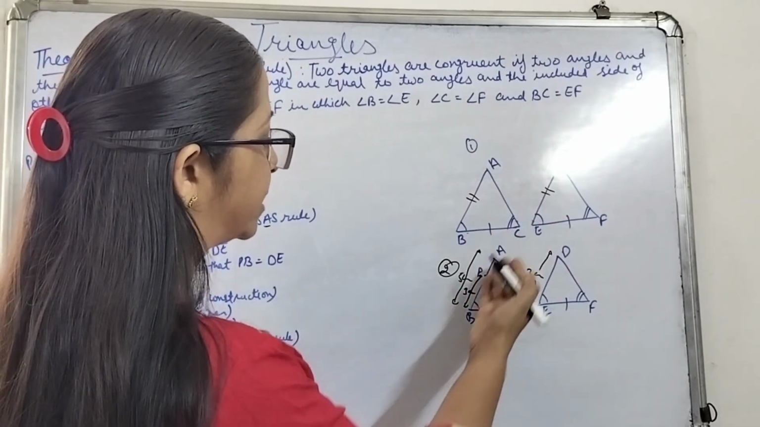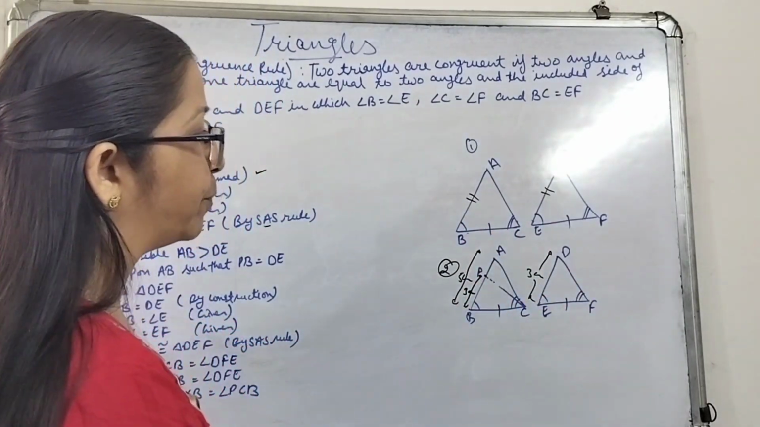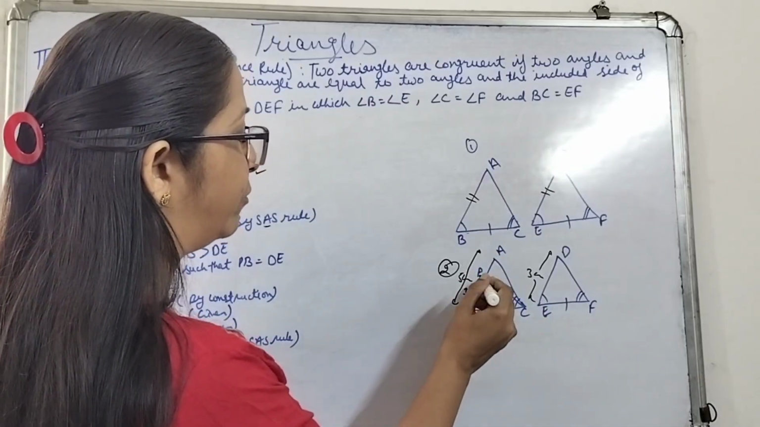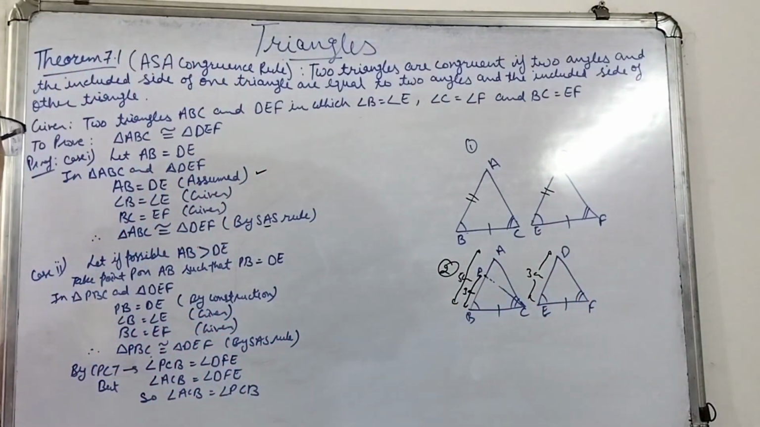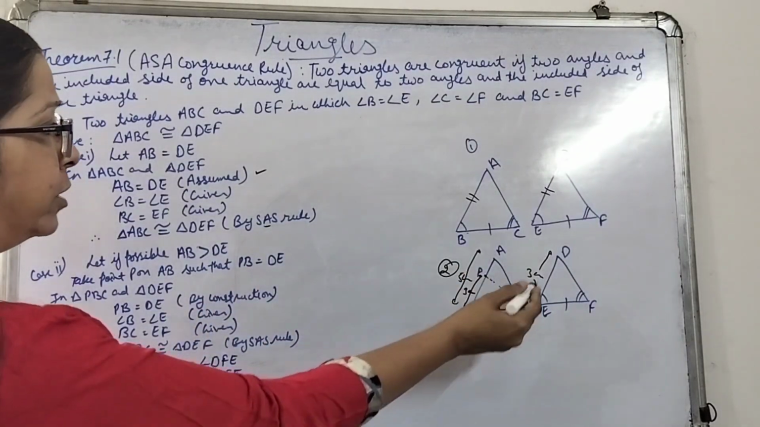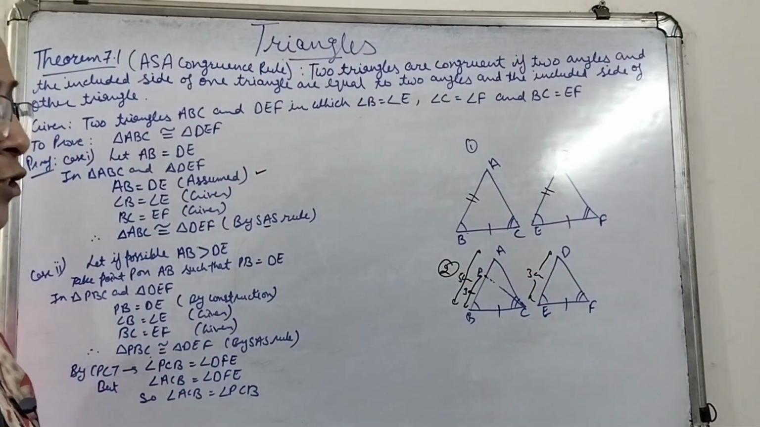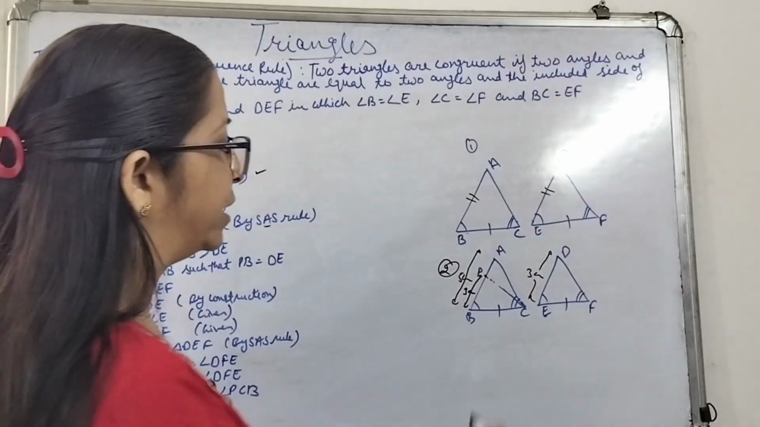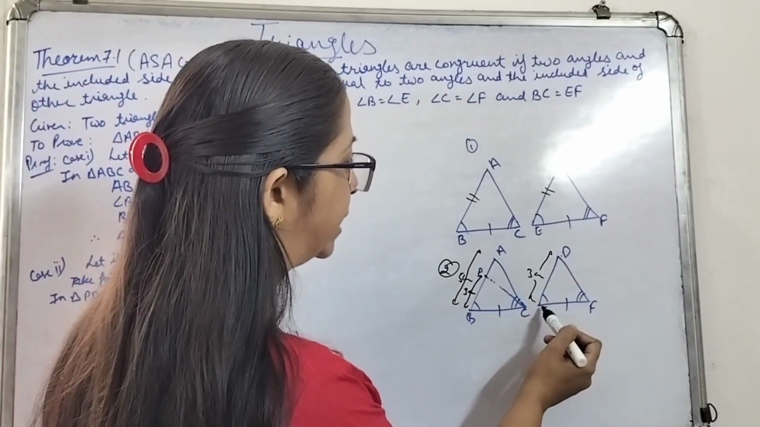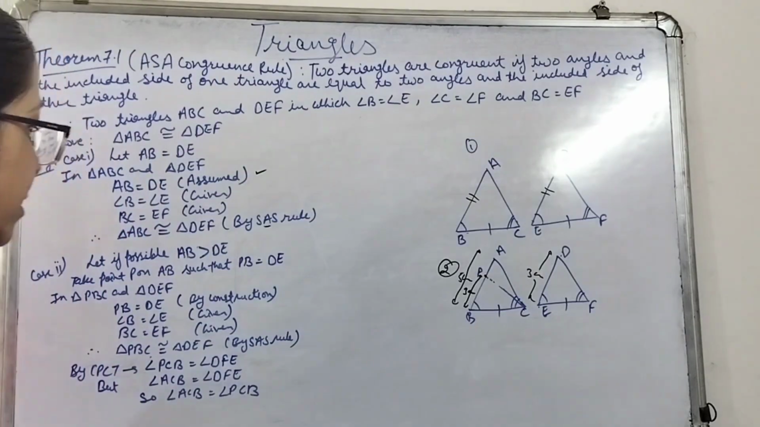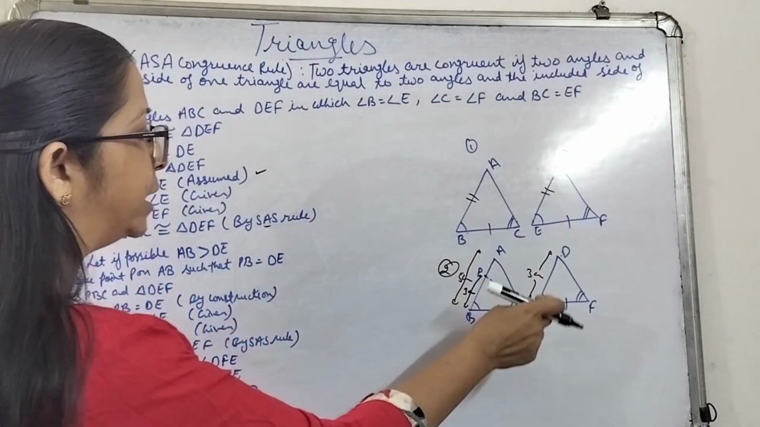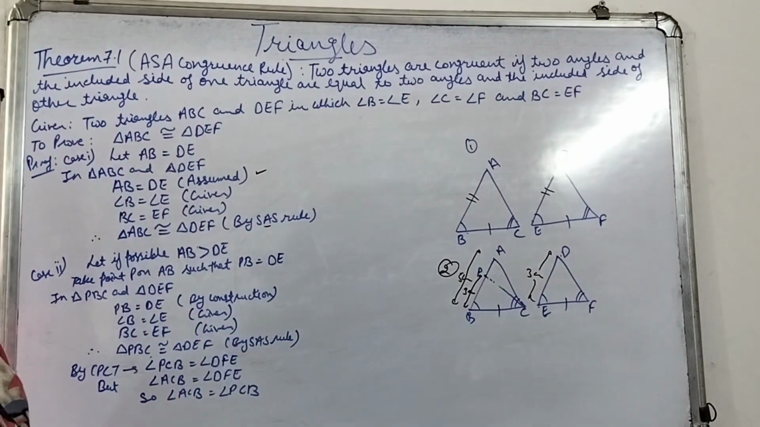We are assuming that side AB is greater than side DE. And if it is greater, there will be some point P on the side AB which will be equivalent to side DE. Now we have taken PB equivalent to DE, by construction. Now we will be comparing these two triangles, triangle PBC and triangle DEF. In these two triangles, PB is equivalent to DE, by construction.